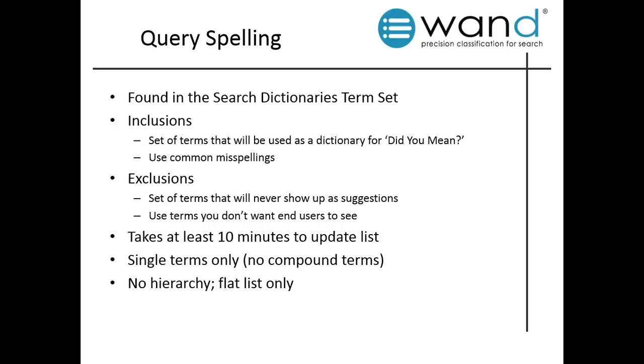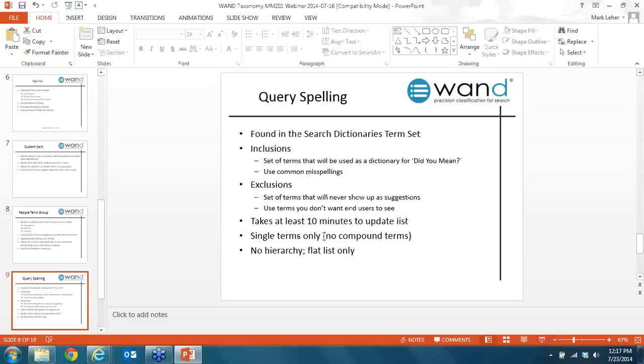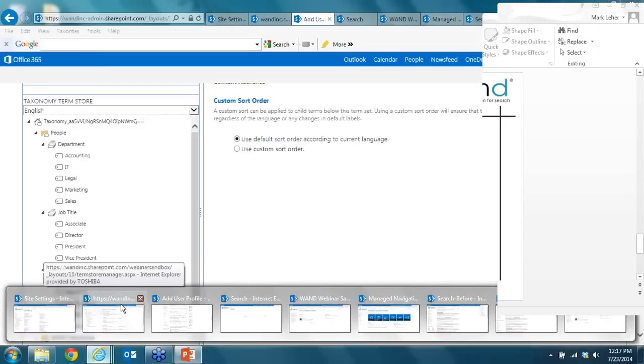Inclusion basically means that you want to include this term. These are the terms that you want to include and you want SharePoint Search to point to as a did you mean. And we'll show you an example of this in a second. It'll make a lot more sense. But what you're really creating here is a list of terms that you want did you mean SharePoint Search to point to.